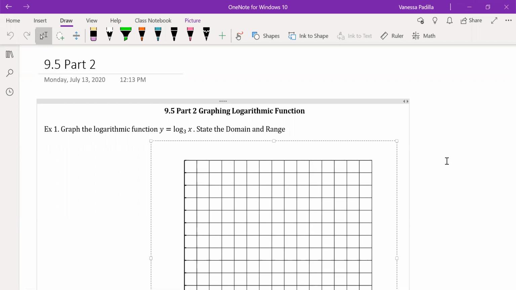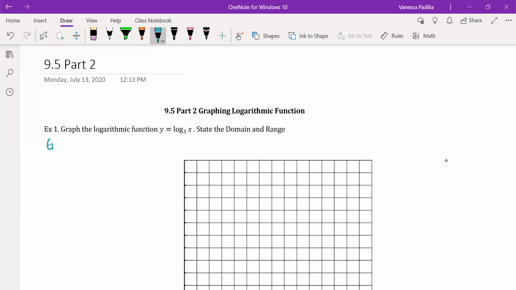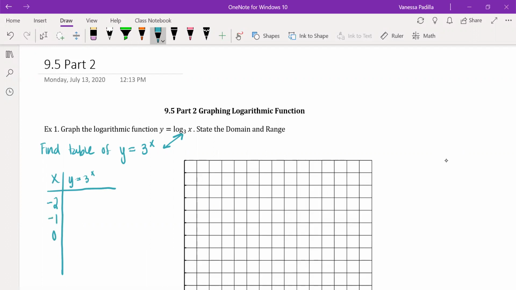So in order to graph this, we first need to graph or find the table of y equals 3 to the x. So we're going to go ahead and make that table, because if you remember, these are inverses of each other. So I'm just going to do -2, -1, 0, 1, and 2. And then I'm going to go ahead and do 3 to the -2. I'm going to go ahead and plug that into my calculator.